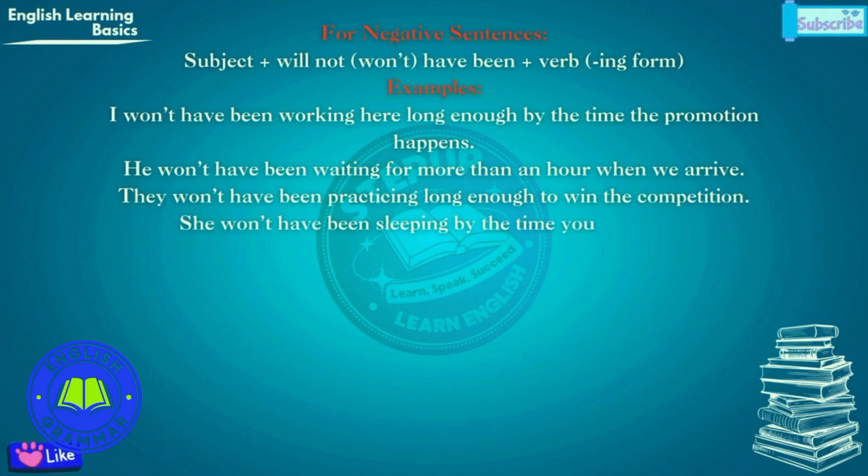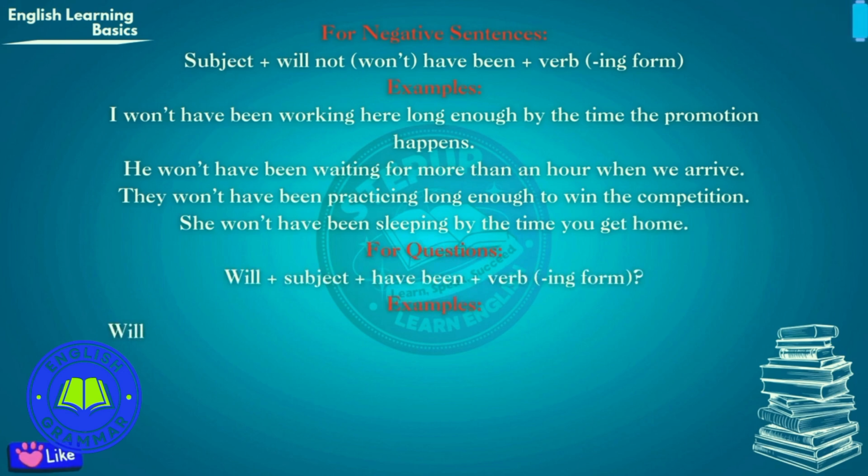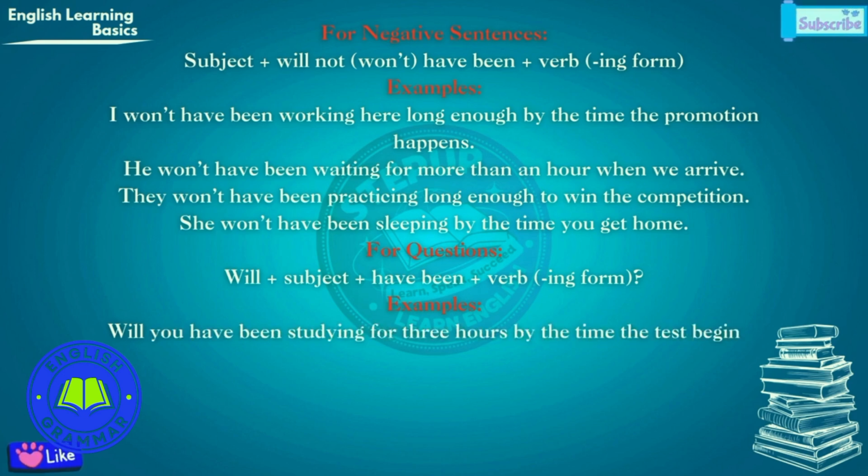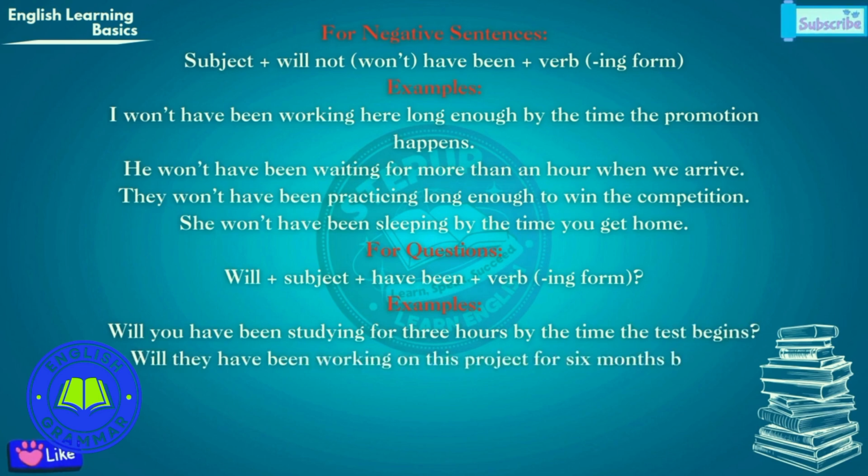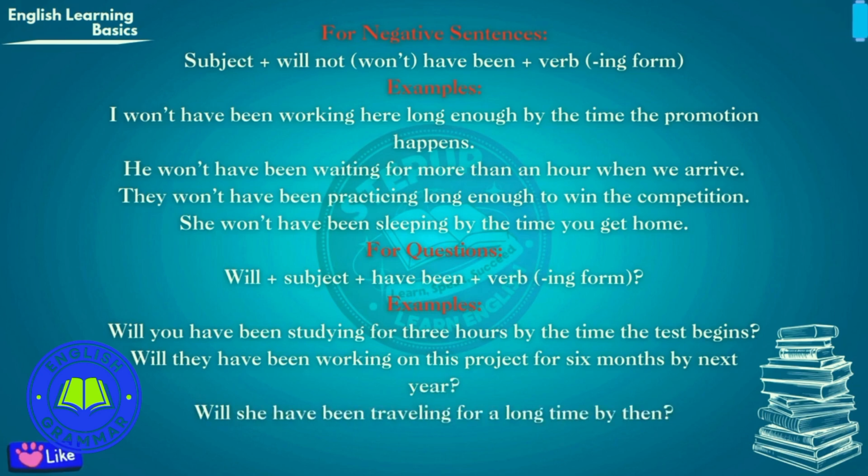For questions: will plus subject plus have been plus verb, ing form. Examples: Will you have been studying for 3 hours by the time the test begins? Will they have been working on this project for 6 months by next year? Will she have been traveling for a long time by then? Will he have been living in the city for 10 years by next July?